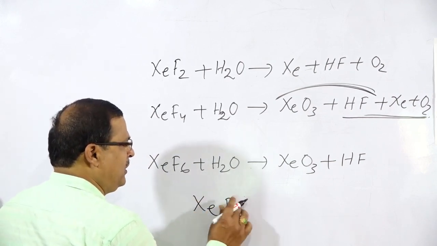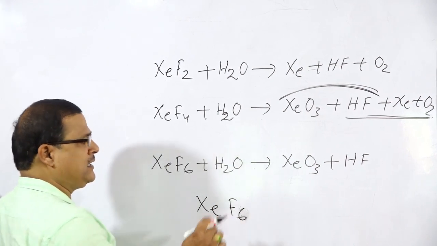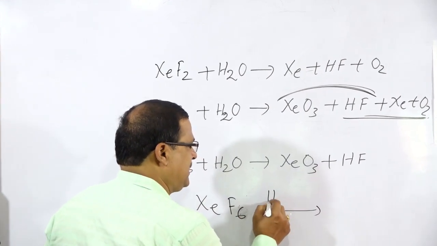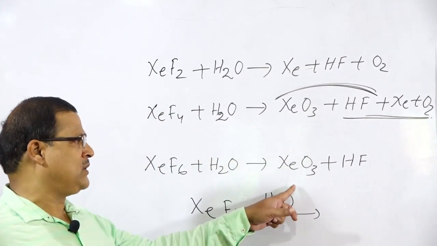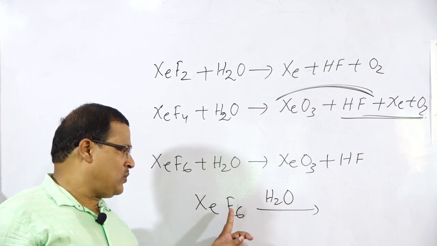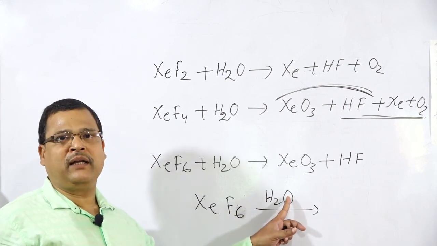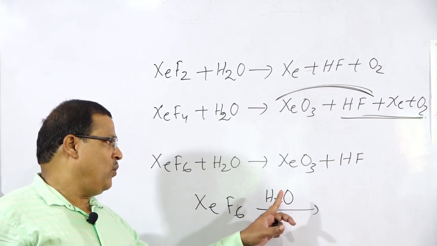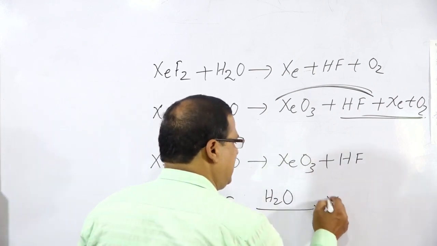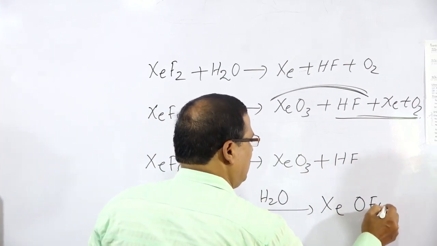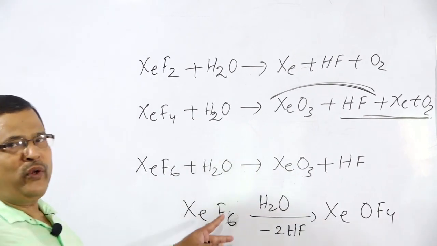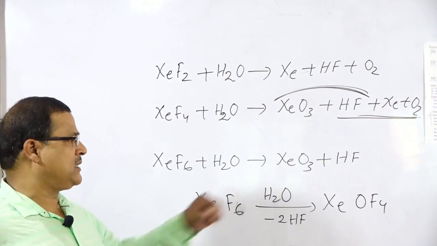In XeF6, we know that fluorine has a -1 charge, and oxygen in H2O has a -2 charge. An oxygen atom has a -2 charge, fluorine -1 charge. So two fluorine atoms will be replaced by one oxygen atom. So there is the formation of XeOF4 by the release of 2HF. Two fluorine atoms have been replaced by one oxygen.